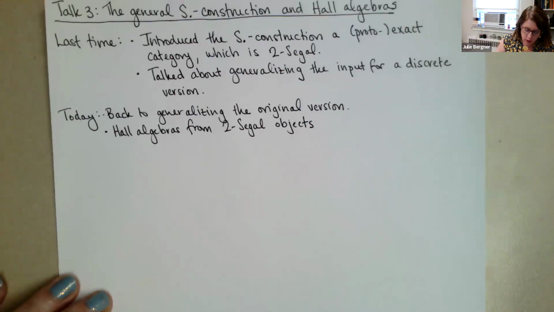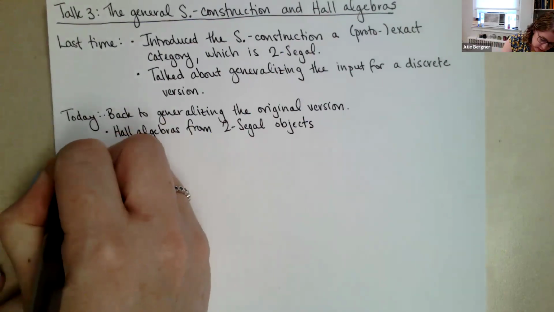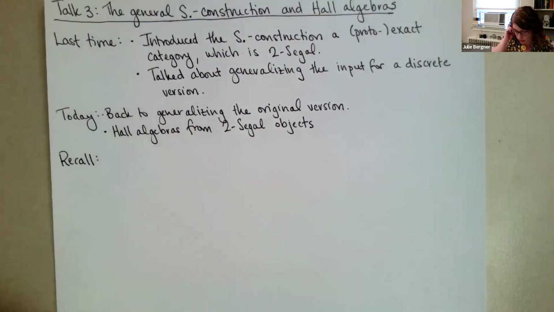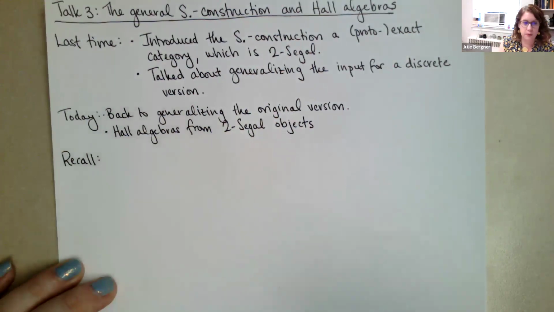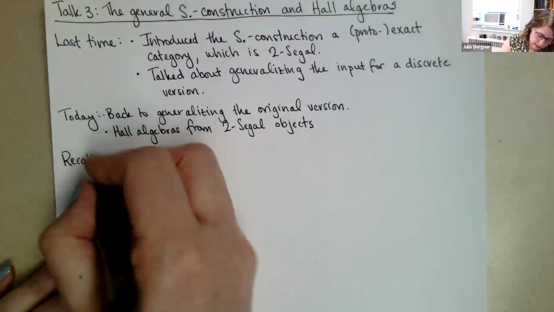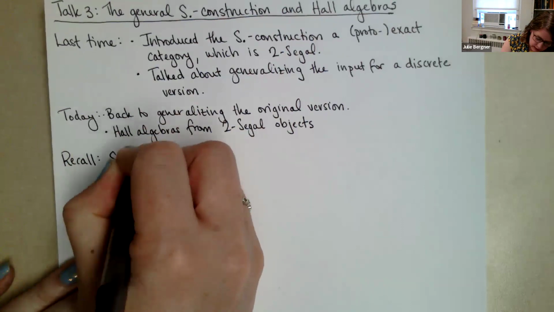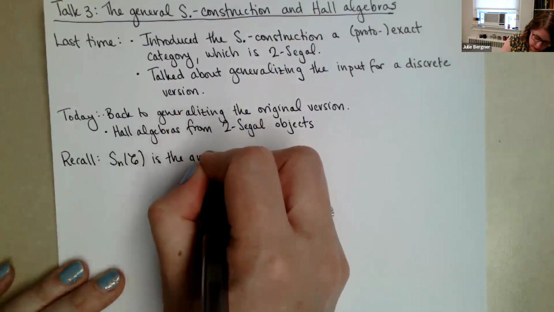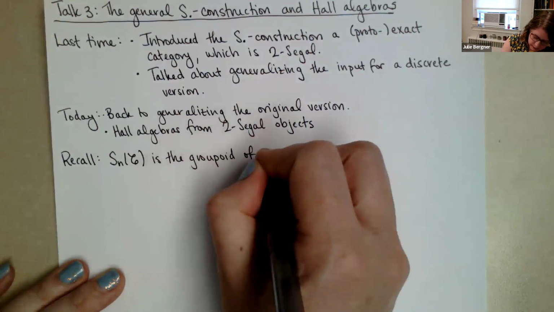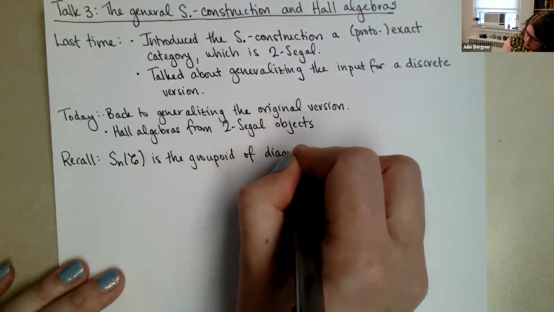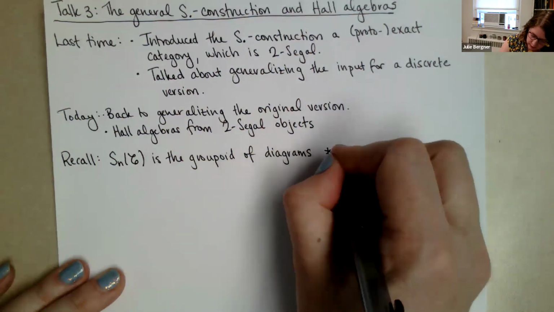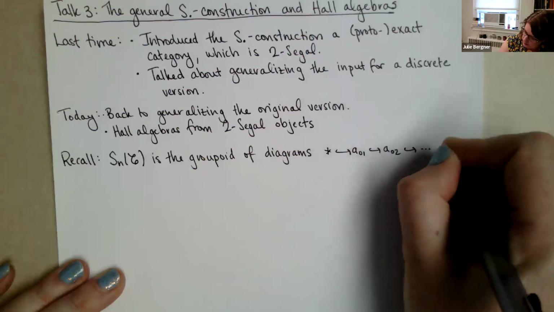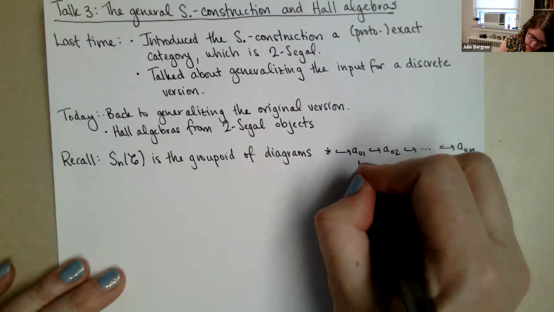All right, so let's recall a little bit, in case there's anybody who wasn't here last time or just wants a quick refresher. If we're feeding in an exact category, then we defined Sn of C to be the groupoid of diagrams of this particular form, a triangular form here.